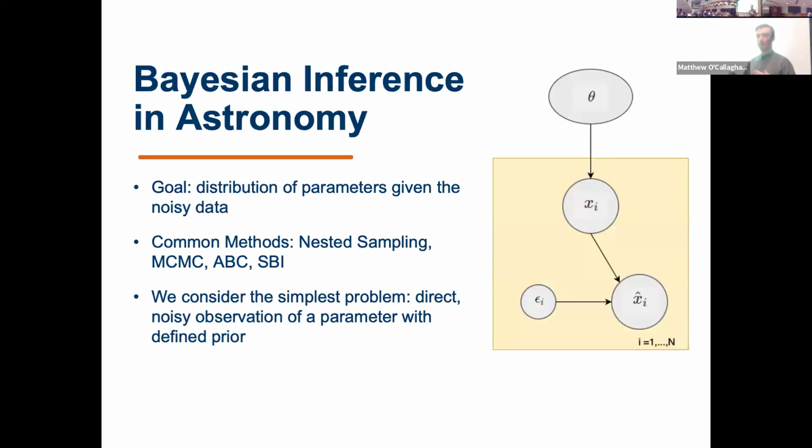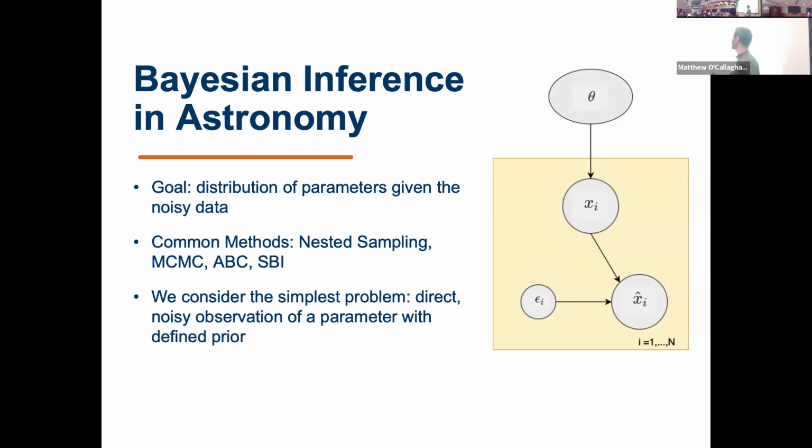I assume as astronomers, many of us have come across Bayesian inference before. It's essential when we deal with noisy data. The goal of any Bayesian inference is to find the distribution of some parameter given noisy data. Me, for example, I work with high galactic latitude reddening. For example, we have priors on the HR diagram, and we want to infer parameters given noisy data. Common methods we'll all have seen are standard Markov chain Monte Carlo, approximate Bayesian computation, simulation-based inference, and nested sampling. These are all great methods of inferring a set of parameters in a Bayesian framework.